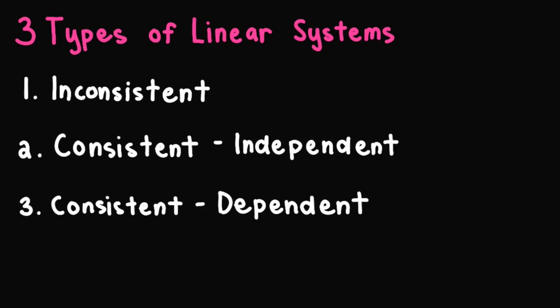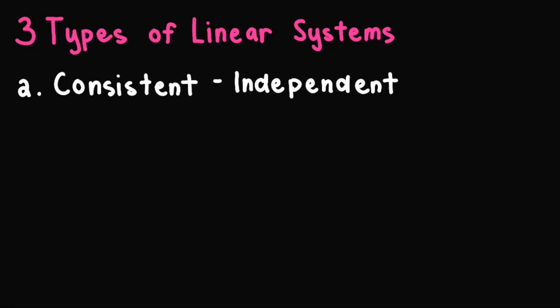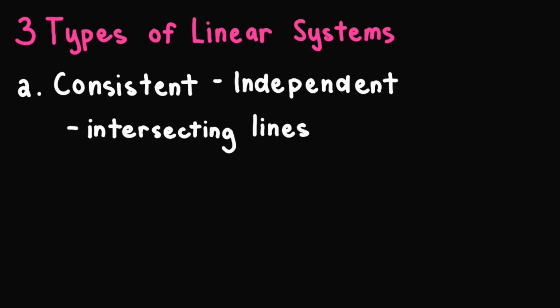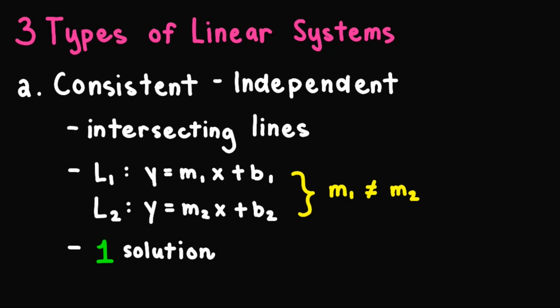So now, let's move on to the next one, the consistent independent type. With this type of linear system, it occurs when we have intersecting lines. This happens when, given two lines, their slopes are not equal. If their slopes are not equal, then they have different steepness or inclination, so there is a chance that they meet at some point. So in this type of linear system, we have one solution, their intersection point.